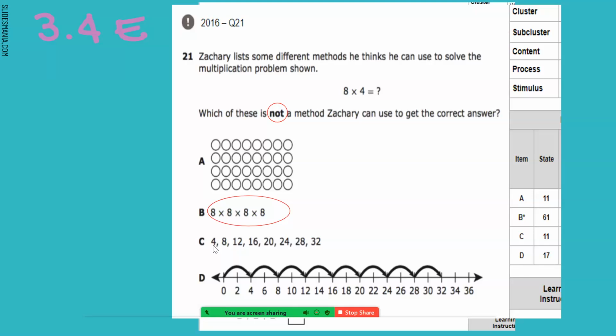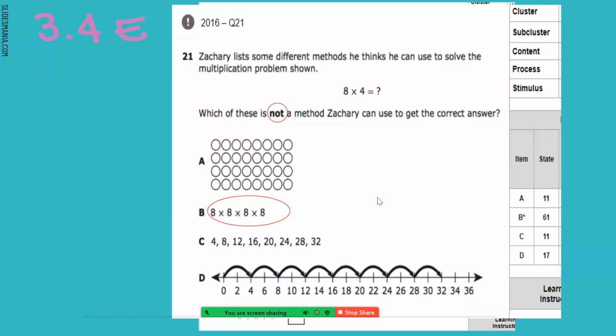And then let's look at the skip counting. 4, 8, 12. Okay, so we're counting by 4s. So we should need 8 times when we're skip counting, right? Let's make sure they're right. Yep, 16, 20 plus 4 more, plus 4 more, plus 4 more. 1, 2, 3, 4, 5, 6, 7, 8. They counted up by 4s 8 times, so that would match.